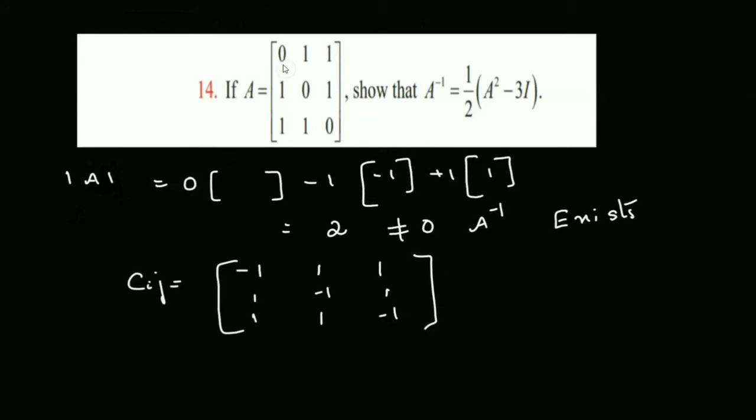I think you all know how to find this. For 0 it is, cut this row, cut this column, 0 minus 1. For 1 it is 0 minus 1, that is minus, but in this place you have to change the sign, so minus into minus becomes plus 1. This 1 is 1 itself, 1 into 1. For this 1, cut this row, cut this column, 0 minus 1 plus 1. Again in this place you have to change the sign, so it will become plus 1.